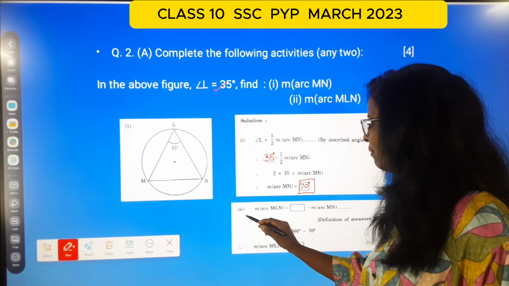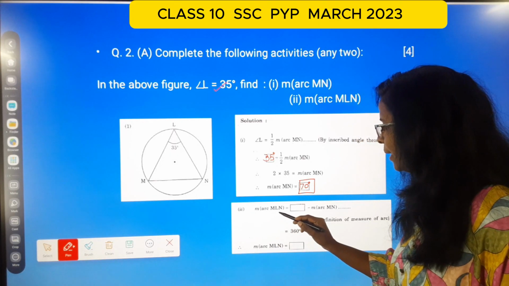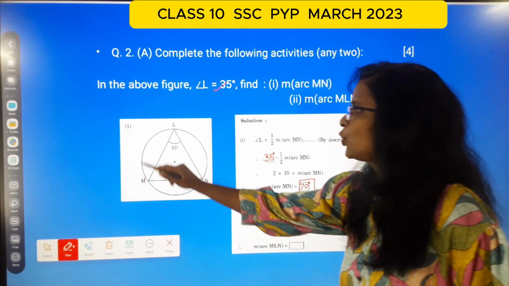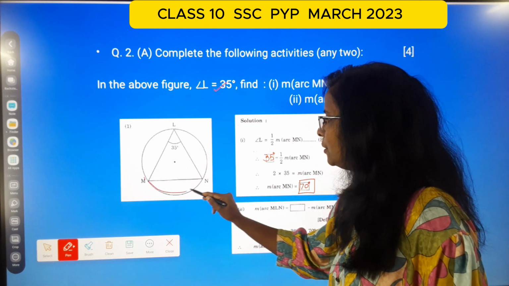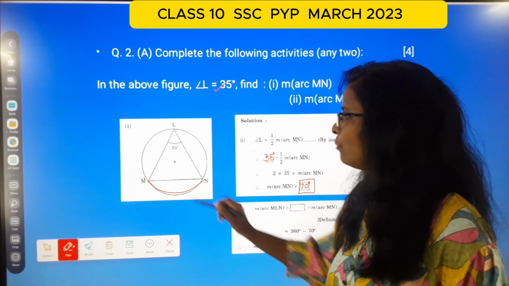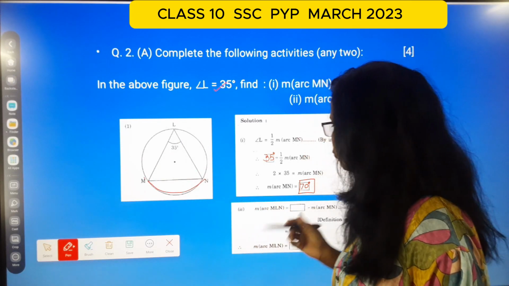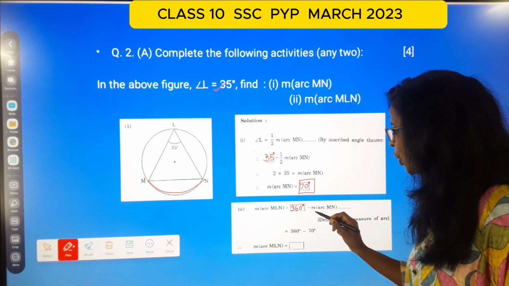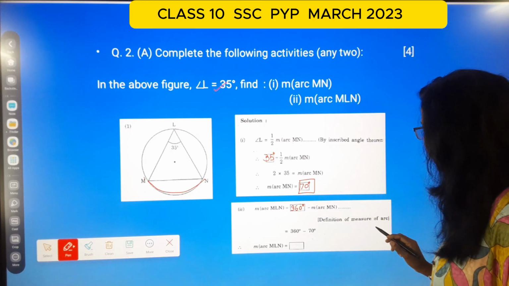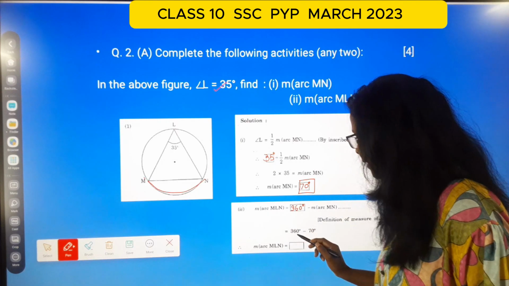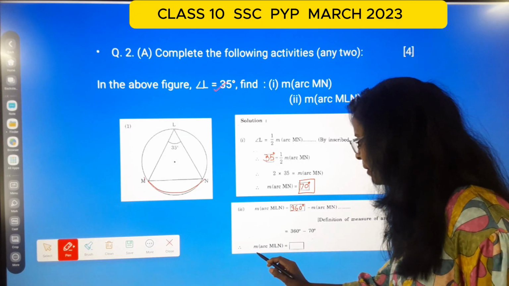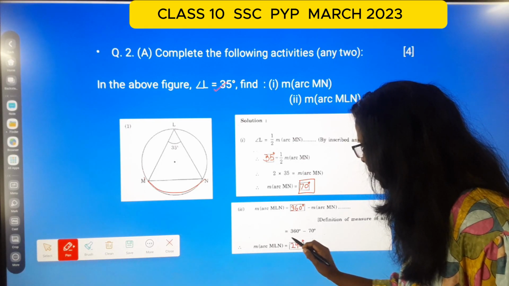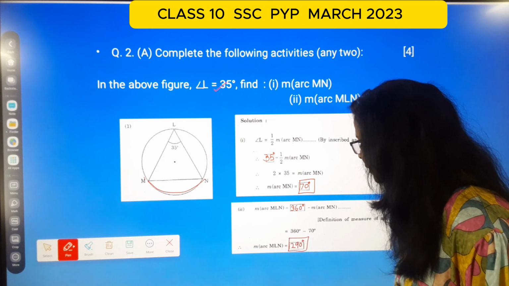Now students, the second one is the major arc MLN. We have to find out the major arc MLN, this one. This one is the major arc and this one is the minor arc. We have to calculate the major arc, so the formula becomes 360 degrees minus the minor arc MN, because of the definition of major arc. So 360 minus 70 degrees, and that means the measure of arc MLN is equal to 290 degrees.